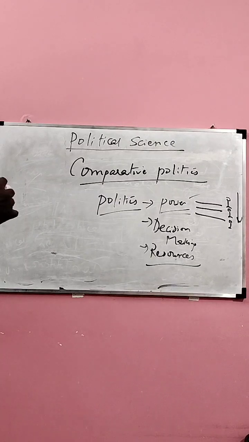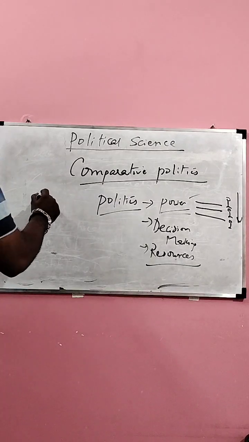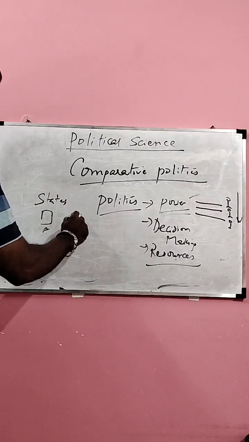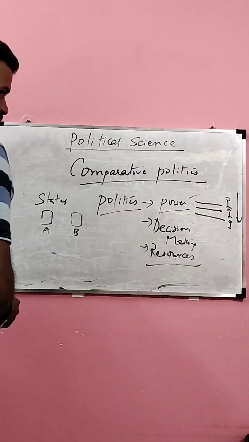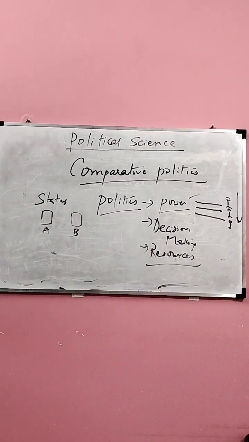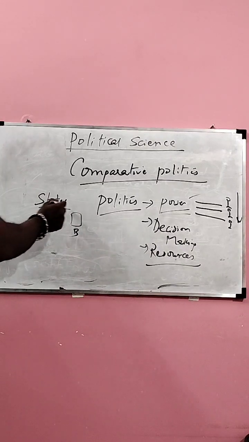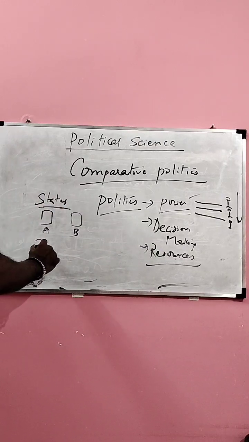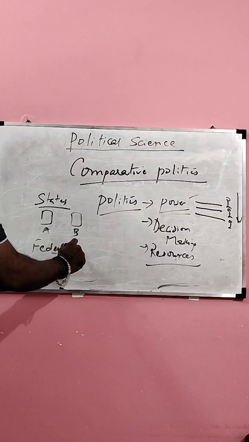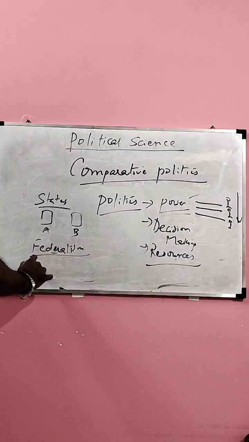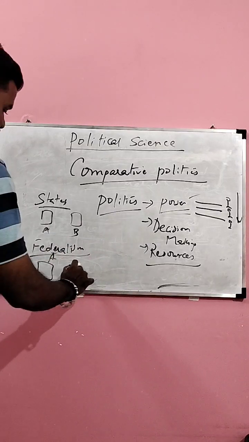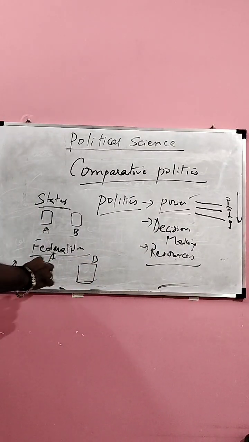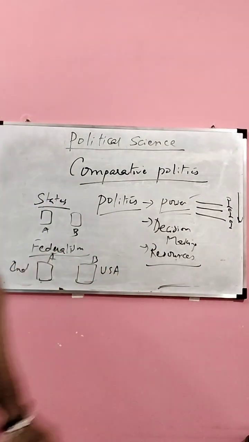Under comparative politics, you can compare states. One state can be compared with another state. State is an institution. So institutions can be compared. Different systems can be compared. For example, federalism is a system. You can compare the federalism of one state with the federalism of another state. For example, we can compare federalism in India with federalism in the US.